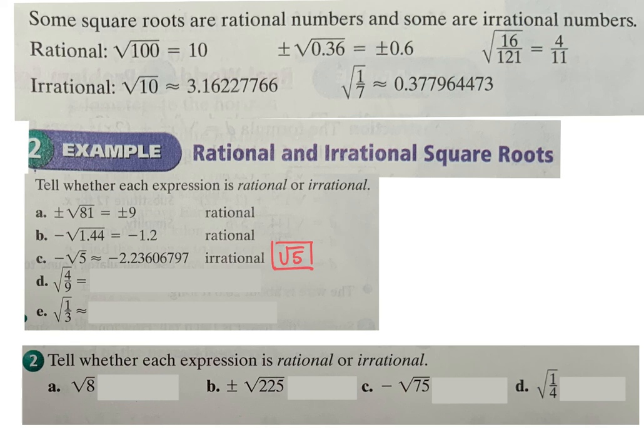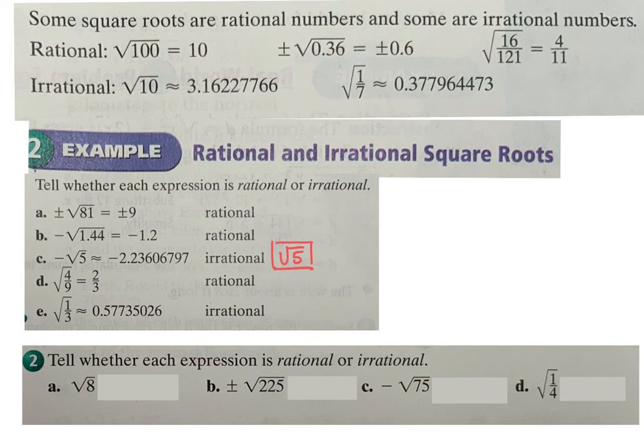All right, the third one, 4/9. Well, both 4 and 9 have perfect roots. So they were looking for the principal root here, which would be 2/3, and that is rational. 1/3. 1 has a perfect root. It is 1, but 3 does not. And so this one would be irrational, and we would actually leave that as the square root of 1/3.